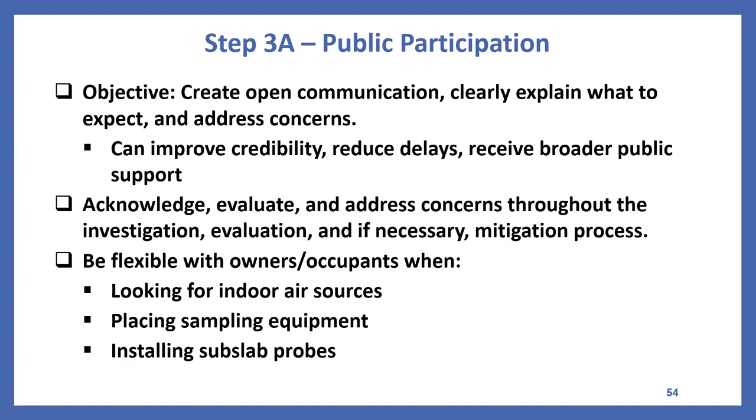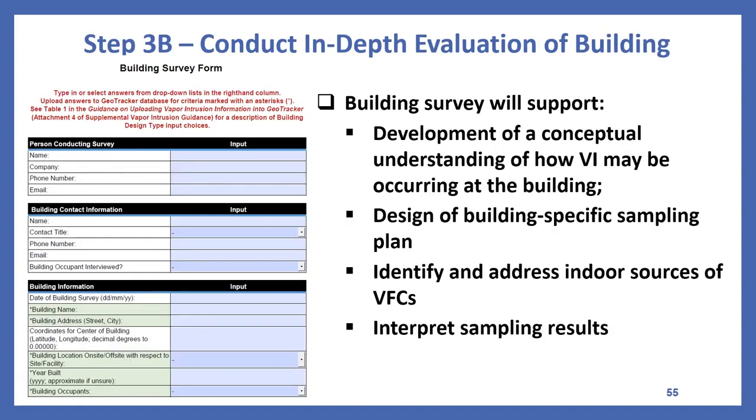and installing subslab probes. Next for the indoor air investigation step is Step 3B, which is conducting an in-depth evaluation of the building. To do this, you would want to use the building survey form, which can be found in Attachment 6 of the Supplemental Vapor Intrusion Guidance. The survey includes visually examining the building inside and out, as well as the surrounding area. The survey also includes reviewing the building layout and drawings, interviewing occupants, and conducting field screening.